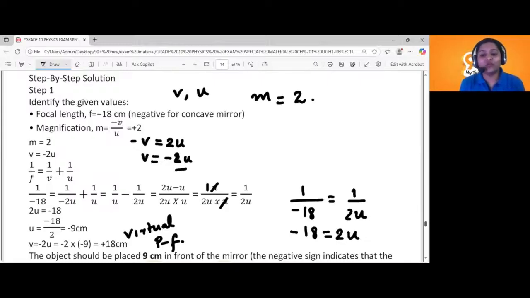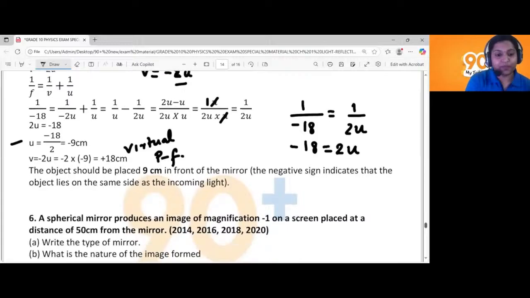Negative 18 is equal to 2U. So what is the value of U? It is negative 9. If we have the value of U, how to find V? V is equal to negative 2U. Negative 2 into negative 9 is 18 centimeter, plus, because it's a virtual image.